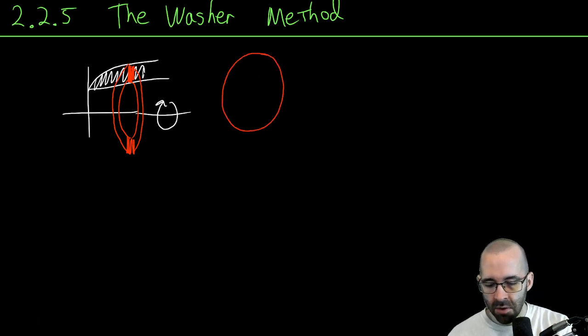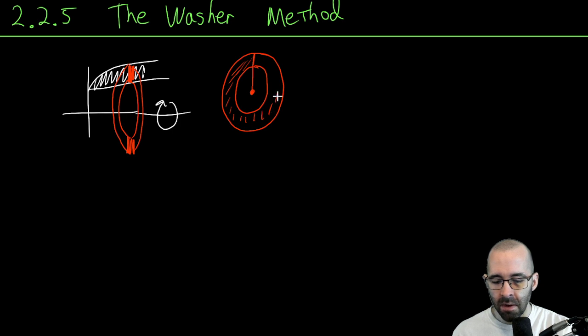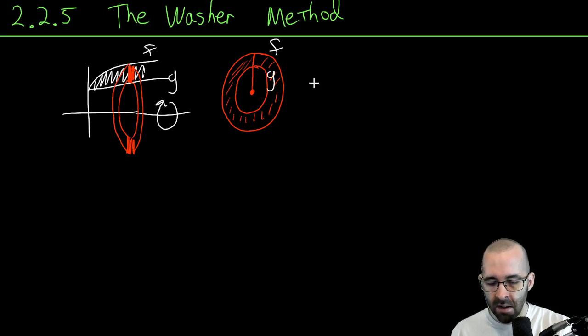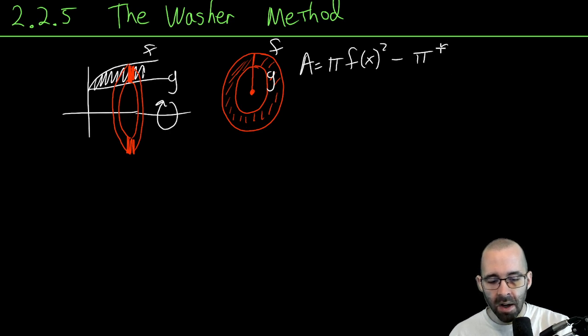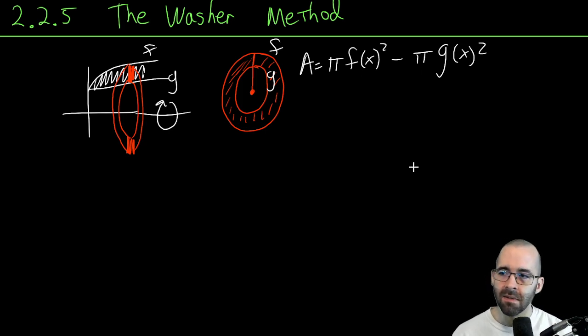Well, let's draw it. What is the area of this red shape? Well, if this top function is f and this bottom function is g, this area is just the full area minus the blank area. The full area is pi times f squared, and the blank area is just pi times g squared. So that's the washer method. The end. Cut the video.